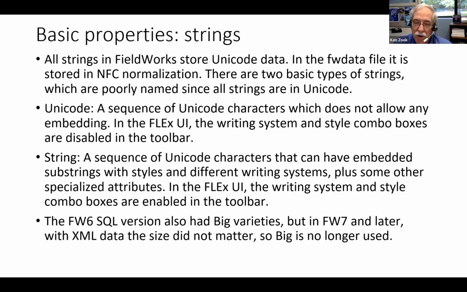And in the Flex UI, the writing system and style combo boxes are disabled when you're in one of these fields. And then there's a string field. That's a sequence of Unicode characters that can have embedded substrings with styles and different writing systems, plus some other specialized attributes. In the Flex UI, the writing system and style combo boxes are enabled in the toolbar. The FieldWorks 6 SQL version also had Big varieties, but in FieldWorks 7 and later, that disappeared when we went to XML data, so Big is no longer used.